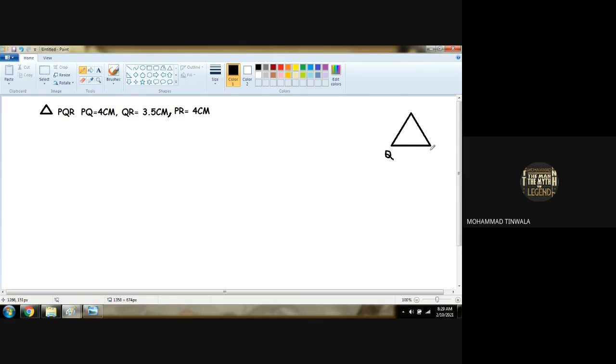Why, sir? Because it is 3.5 and the other two are equal. So from one measurement, we can make two arcs of 4 centimeter. So let us take 3.5 centimeter as our QR. Do you understand? So P will be on the top and this will be 4 centimeter and this will also be 4 centimeter. So from one measurement, both side arcs will be made here and here. Are you all getting my point? What we are doing here?